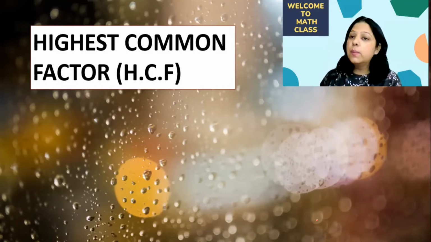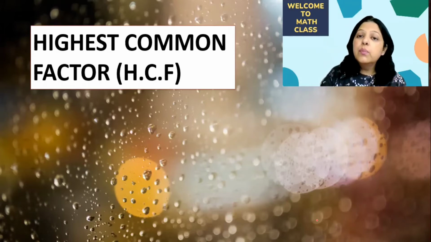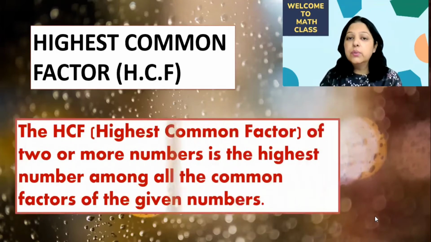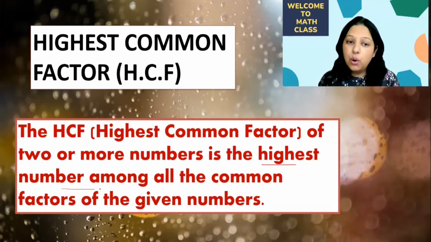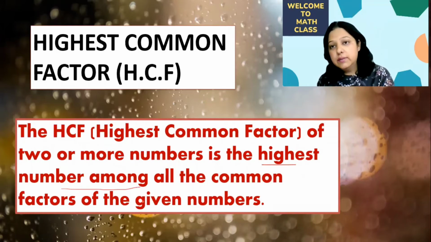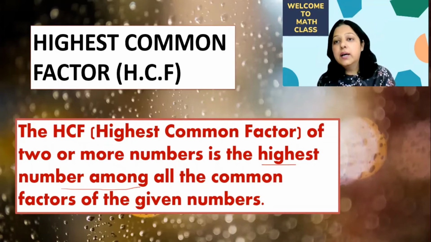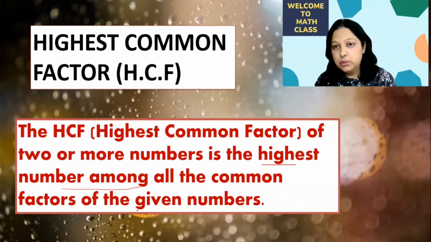You all know about the factors. Now, suppose you have two or more than two numbers and you have calculated the factors. Now, the highest number among all the common factors of the given numbers will be called HCF or highest common factor. It can be in two numbers, it can be in more than two numbers also.